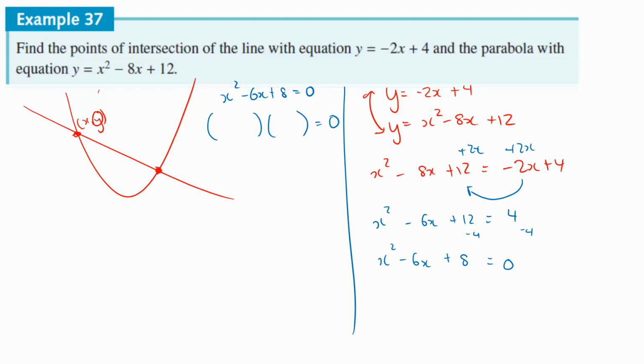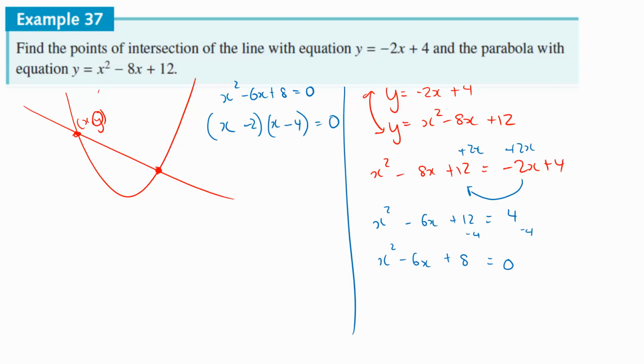Ask someone else? I'll ask someone else. This is exercise 3b. Cross method. Yeah, that's the only method that we know so far. Yeah, so what would they be? Minus 4, minus 2. Good. Minus 4, minus 2, x and x.